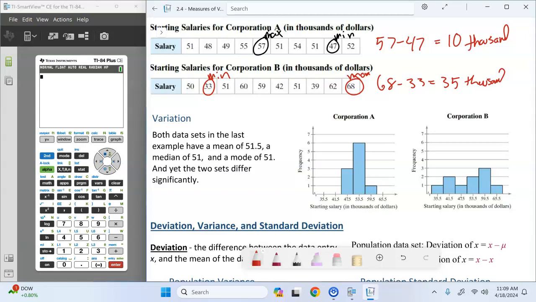But because the range is different, it shows us the variation in those different salaries. Okay? So we can see that there's a stark difference. Most of the employees in Corporation A are making somewhere around that median value of 51. Most of them are making 51,000. And while we have a few people in Company B making about 51,000, we also have a third of them making significantly less and a third of them making significantly more. So the two sets of data have a lot of variation to them.